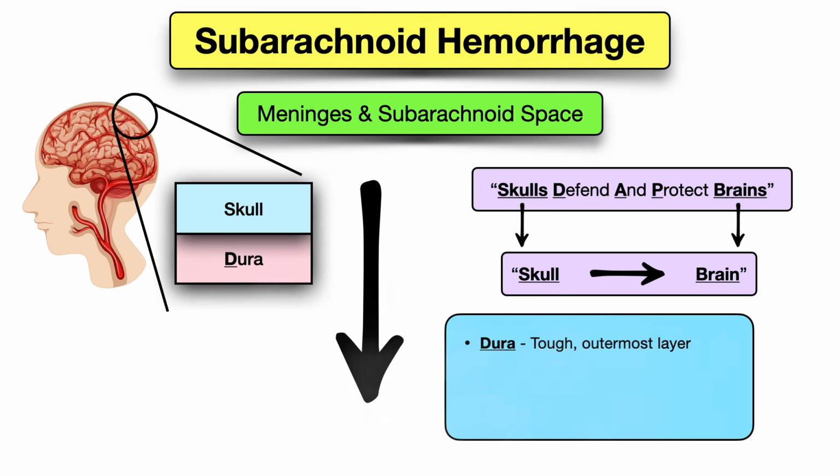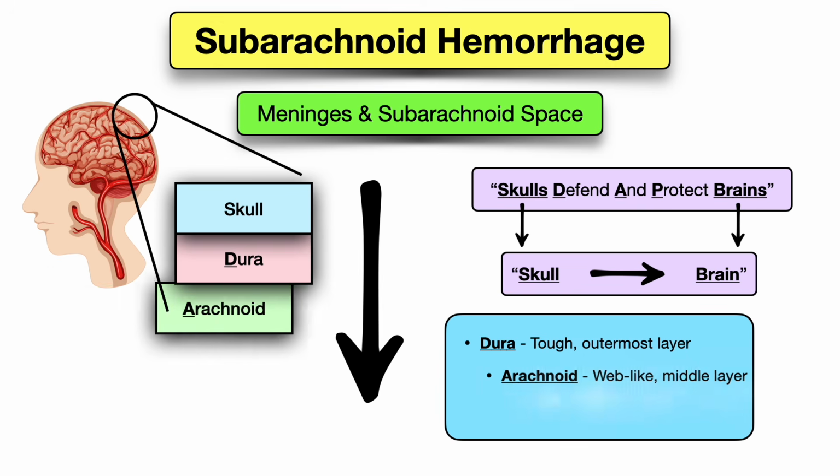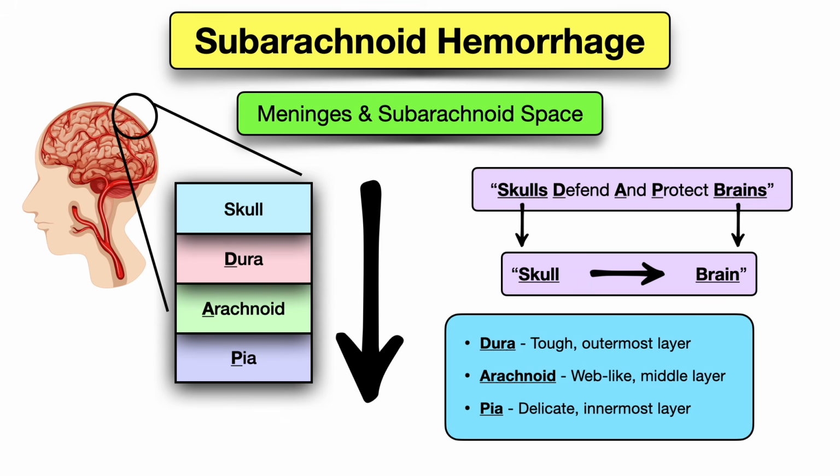The D for defend will help us remember the D for dura mater, which is the tough outermost layer. The A for and will help us remember the A for arachnoid mater, which is the web-like middle layer. The P for protect will help us remember the P for pia mater, the delicate innermost layer. And the word brain in the mnemonic will help us remember brain.